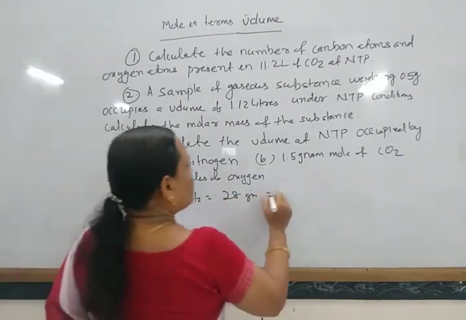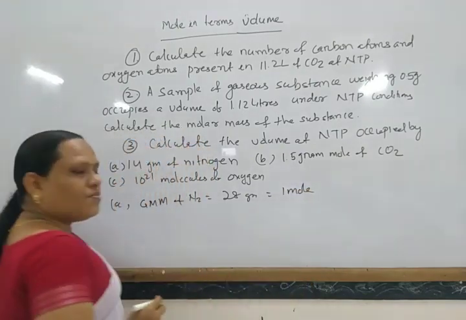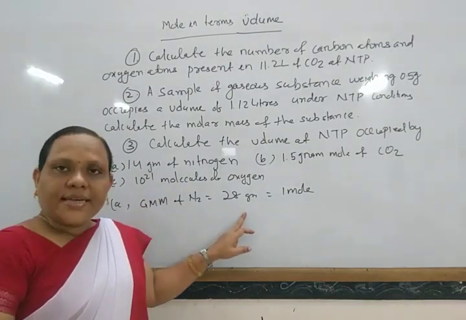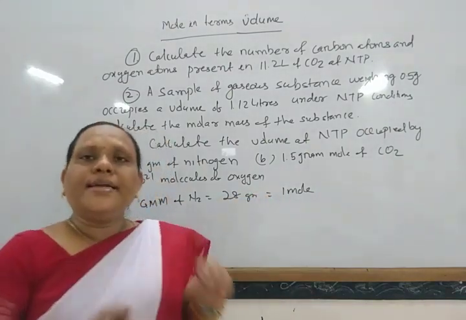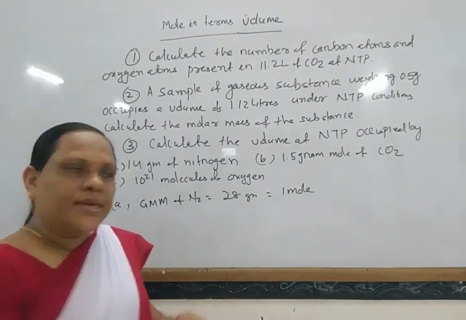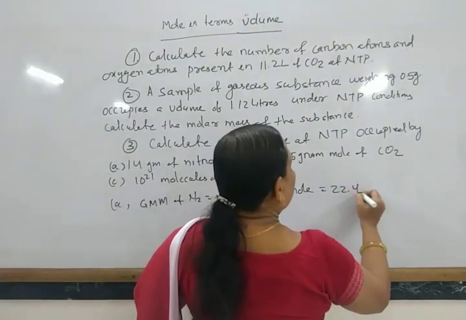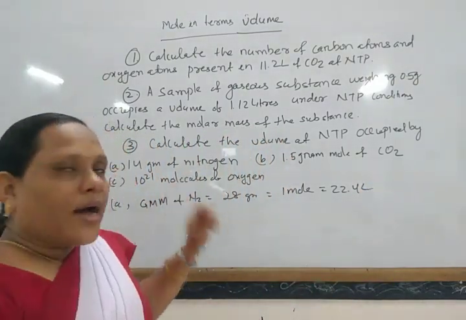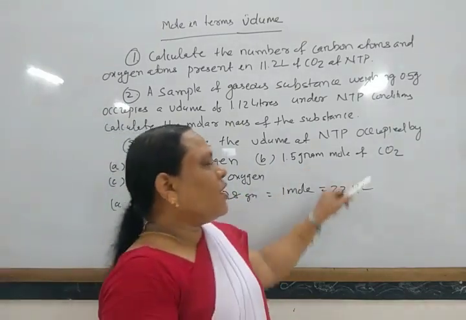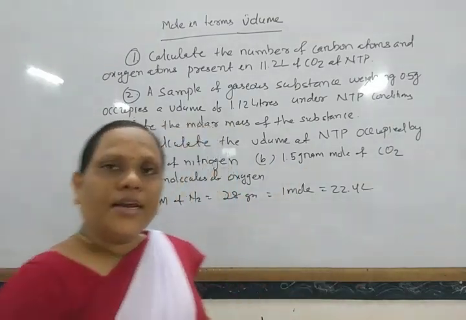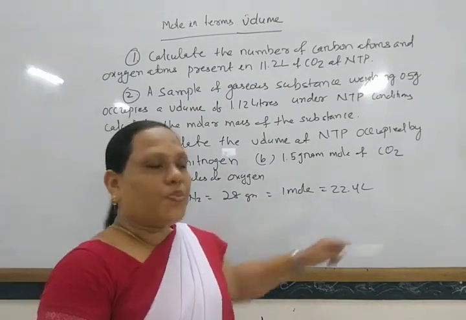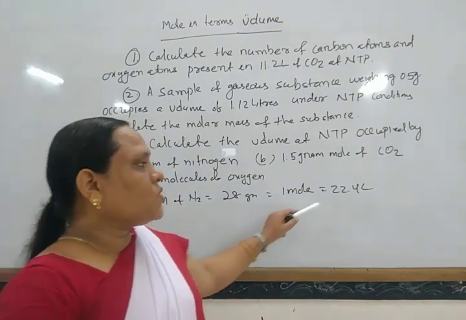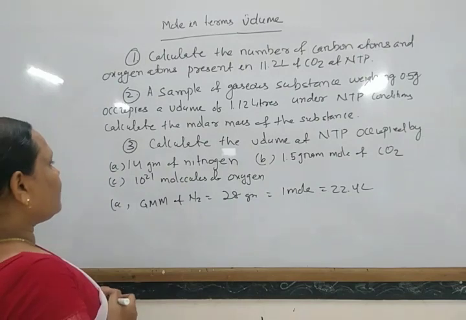28 gram, that is also equal to 1 mole. The gram molecular mass of a gas is known as 1 mole, and its volume at NTP is 22.4 liter. Whatever the gas may be, at NTP 1 mole of that gas always has volume 22.4 liter. That is also known as gram molecular volume.